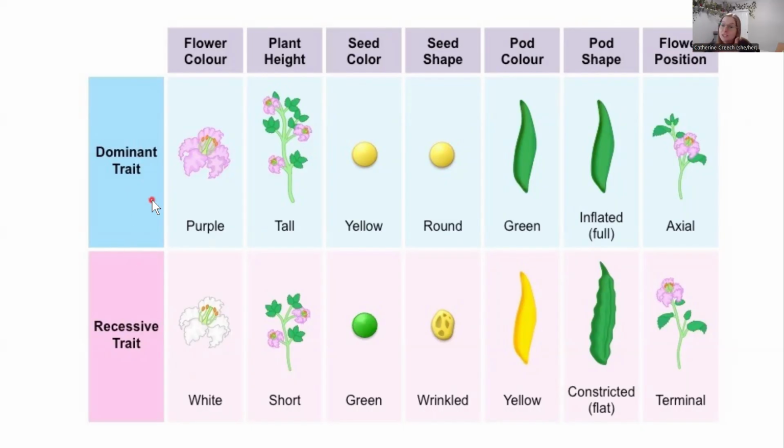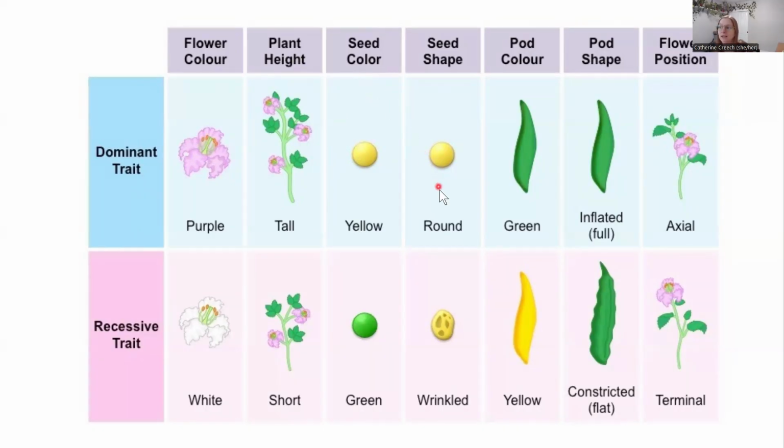What your trait looks like is called your phenotype. So it looks like a purple flower, and the genes your trait is for is your genotype. So that would be big P, little p. That would be your genotype. It's your alleles.